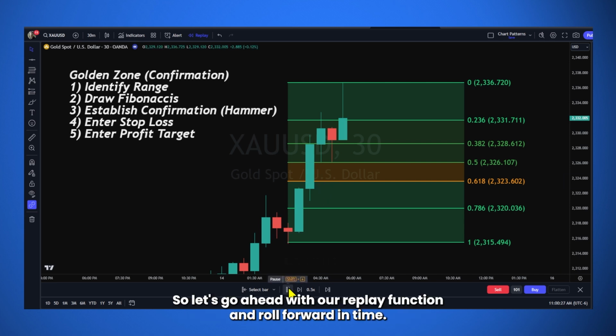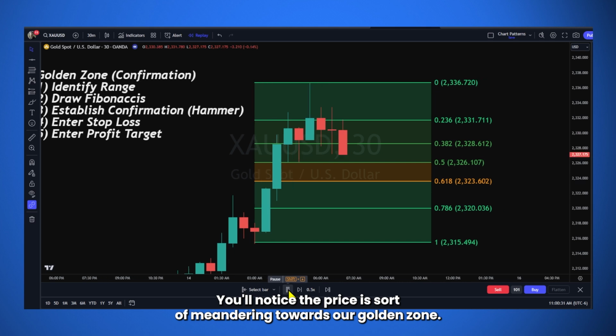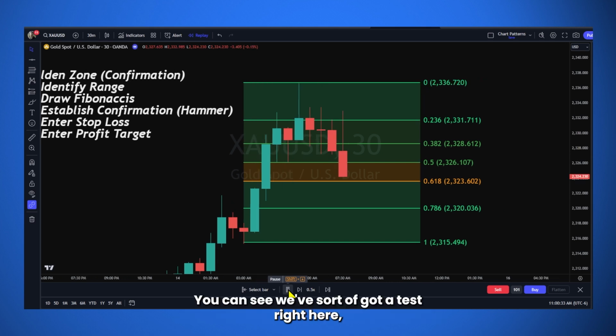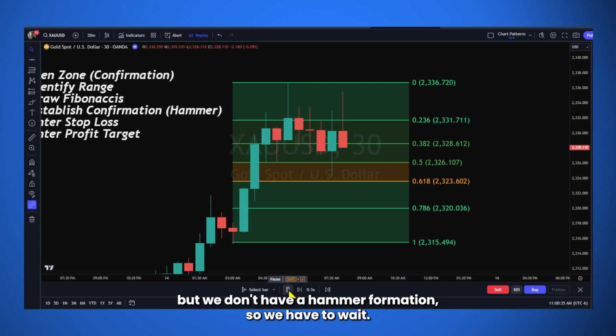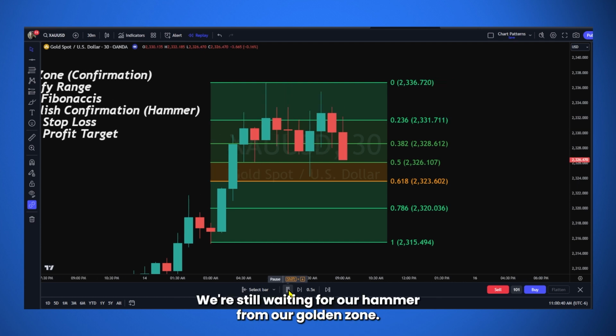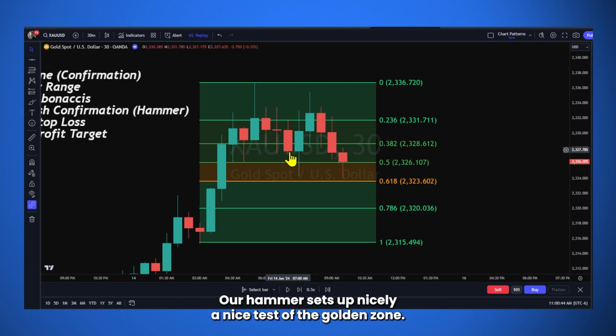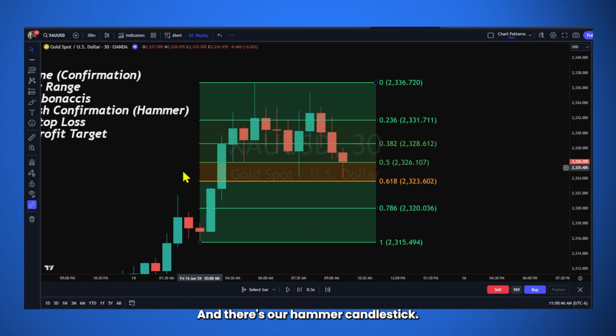So let's go ahead with our replay function and roll forward in time. You'll notice the price is sort of meandering towards our golden zone. You can see we've got a test right here, but we don't have a hammer formation, so we have to wait. We're still waiting for our hammer from our golden zone. Do we get an opportunity maybe to trade? And there it is. Our hammer sets up nicely, a nice test of the golden zone, and there's our hammer candlestick.